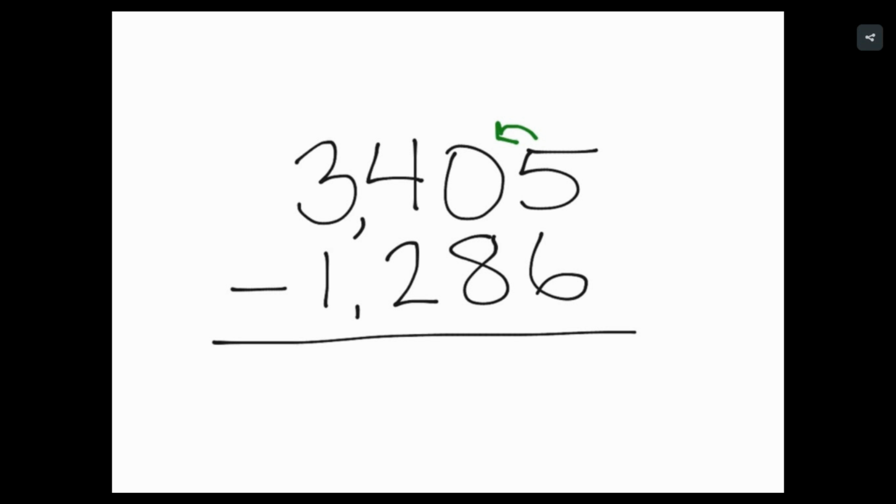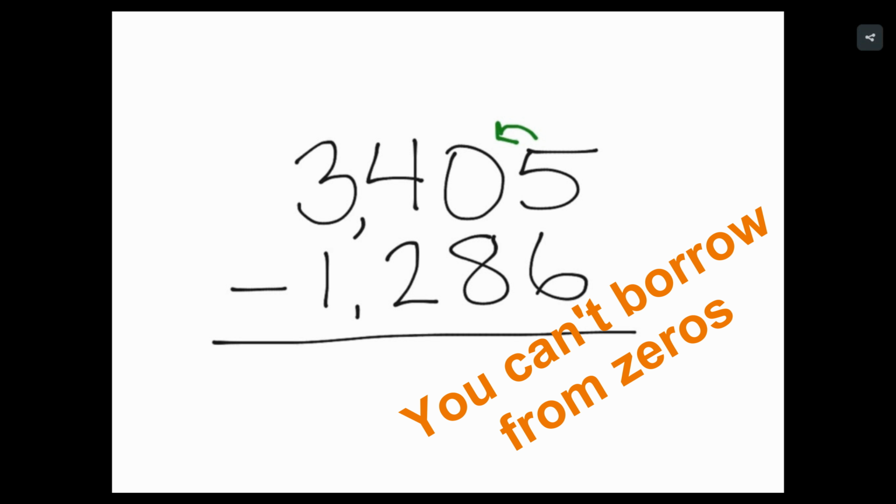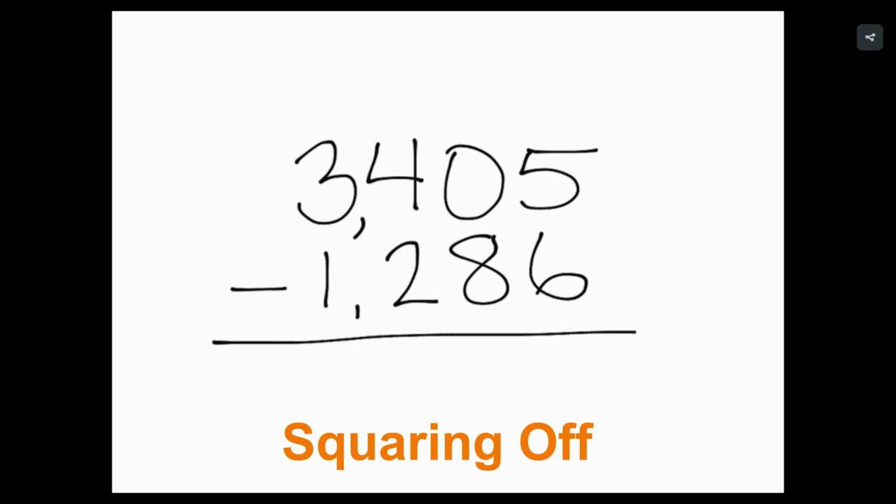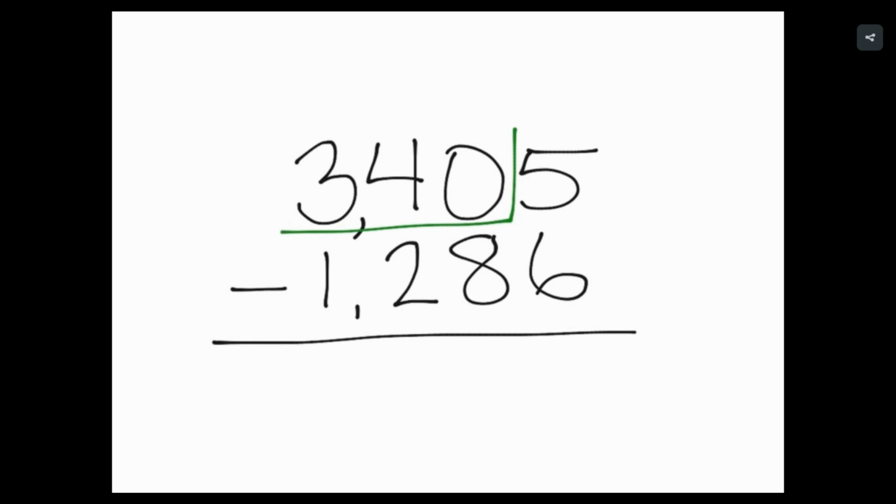It's important to note that you can't borrow from a zero. But there is a way you can still solve this. It's called squaring off. Here's how to do it. I'm going to draw a box around the entire top number, beginning with the 0 that I wanted to borrow from. So in this problem, I'm squaring off, or putting a box around the 3, the 4, and the 0.